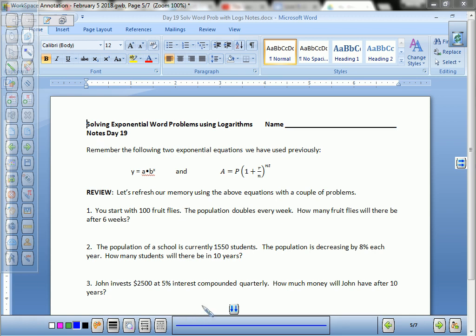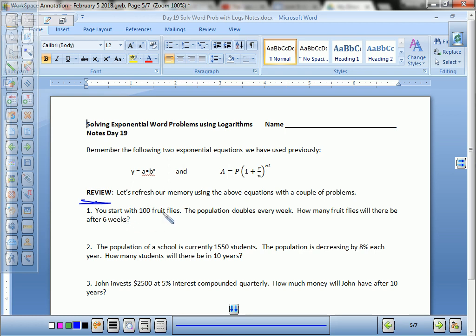Alright, so we've already done problems like 1, 2, and 3. All of these are in exponential form. And when we did 1, 2, and 3, every time you were given the time, and you didn't have to solve for it. If we have to solve for time, time is an exponent. And when we solve for an exponent, we use a logarithm. Now, this is our review part.